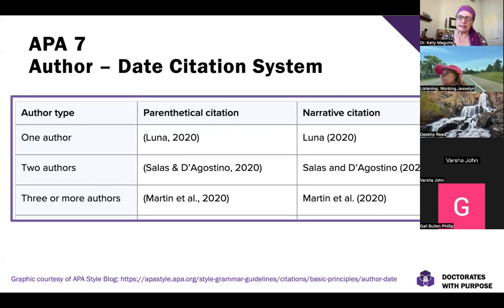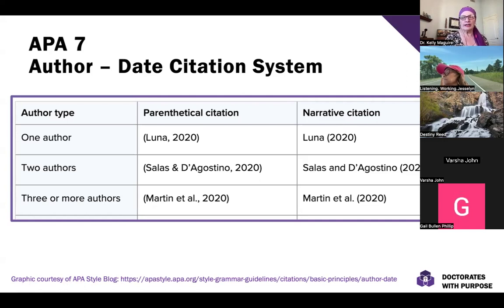A lot of times what I see when I'm reviewing the work of my learners is they'll put the initials of the author because they saw that in the reference. When we're doing the parenthetical in-text citations and the narrative citations, there are no author initials at all, just the author's last name, the surname. Now, if we were to do one author in narrative, you'll notice that the parentheses are only around the year. So it would be Luna, and then a space, and then the parentheses, the year, and the closed parentheses.